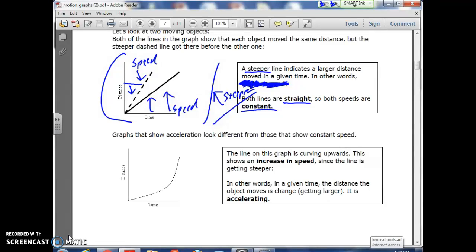So let's say I pick a spot on here. I want to know how long it takes them both to go, let's say, 10 meters. Well, they're both going to get to 10 meters eventually. This one's going to do it in about half the time. So that means the dotted line has a higher speed. It's going the same distance in a shorter amount of time. So the steeper line, which is the dotted line, has a higher speed.